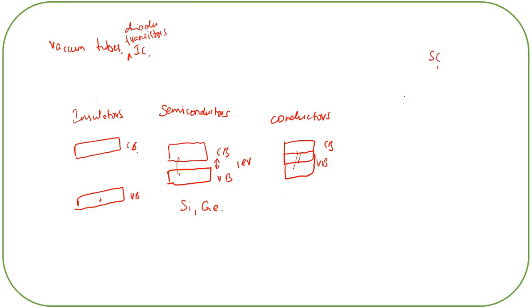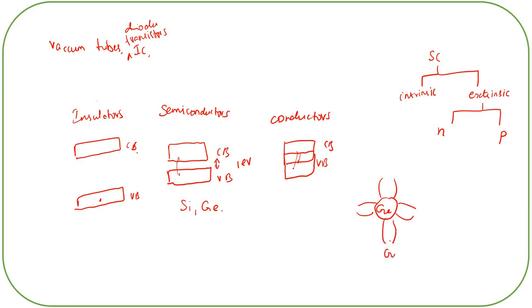Semiconductors are classified as intrinsic semiconductors, which are the pure form of semiconductors, and extrinsic semiconductors, which are the impure form of semiconductors. We add impurities. Extrinsic is again classified as N-type semiconductor and P-type semiconductor. In case of germanium and silicon, we have 4 valence electrons, so each atom can attach with 4 other germanium atoms like this. When an impurity is added, the number of valence electrons changes.